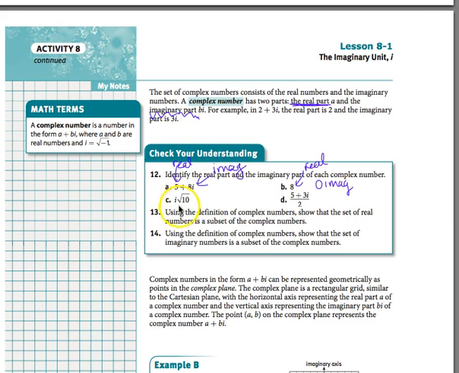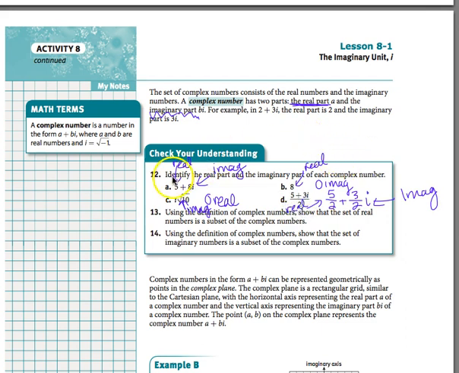Here, similar to in part B, 0 would be my real part. I don't have a part that is not attached to the I. This is my imaginary part. D is a little bit tricky because you have to simplify it first. Make that 5 halves plus 3 halves I. So now it's easy. This is the imaginary part. It's got the I attached. This is the real part.